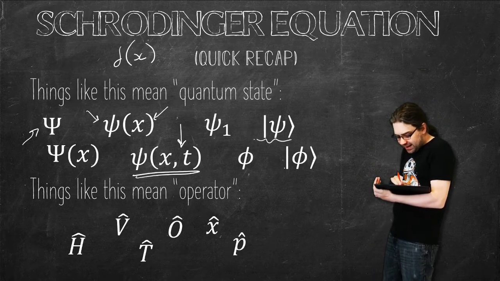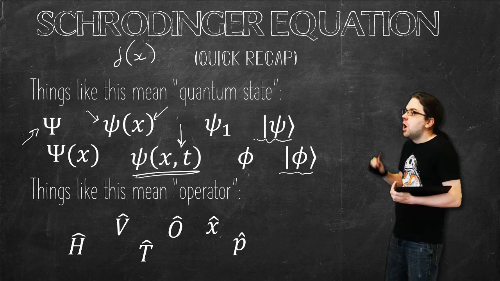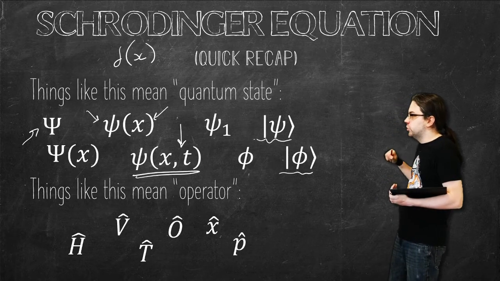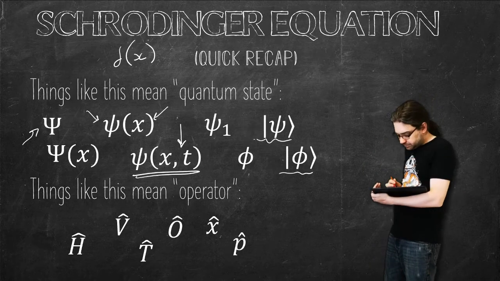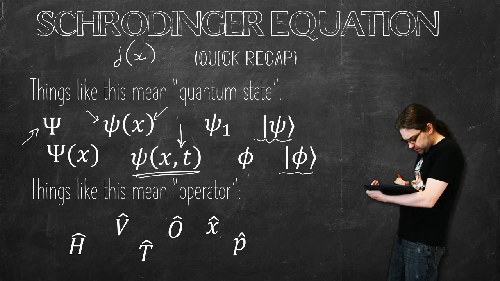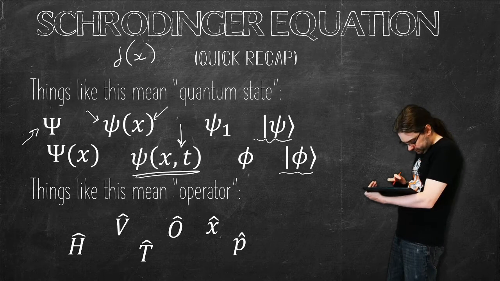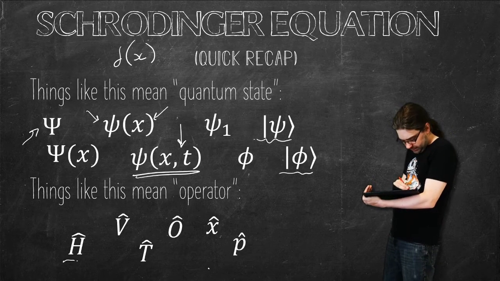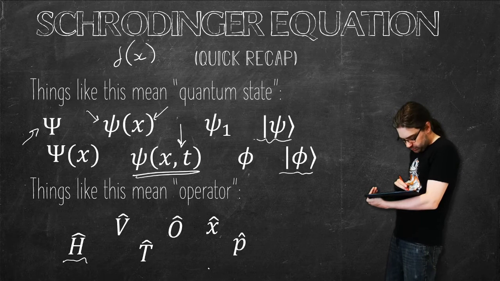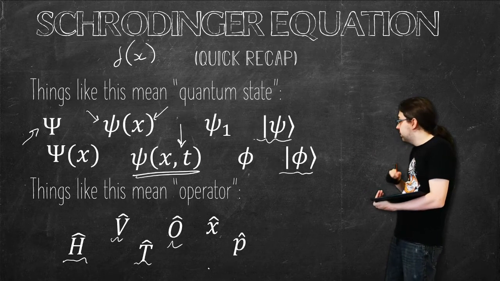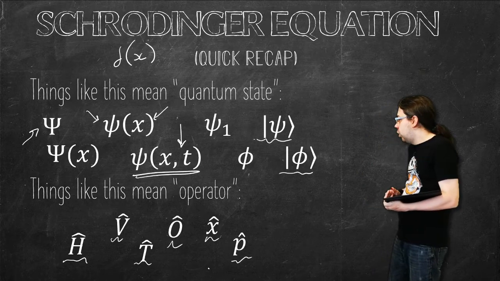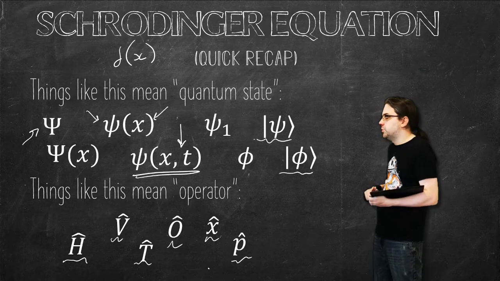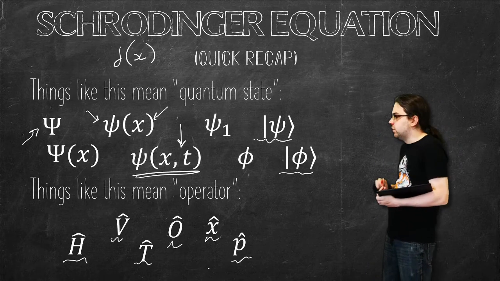And again, to bring that ket notation back, if you see these, they're here for completeness. We're not going to cover it too much right now, but those also mean quantum state. And things like this mean operator. So we have big H with a hat on, meaning an energy operator. We have potential energy, kinetic energy, a generic O operator, and position and momentum. These will be listed elsewhere, so you don't need to memorize them from this slide, but all of those mean operator.